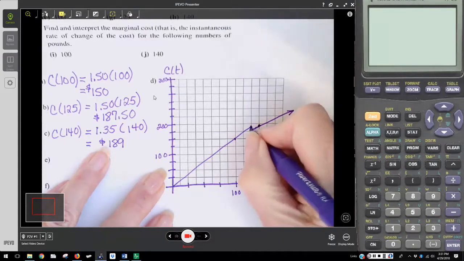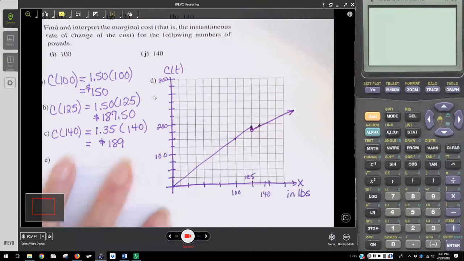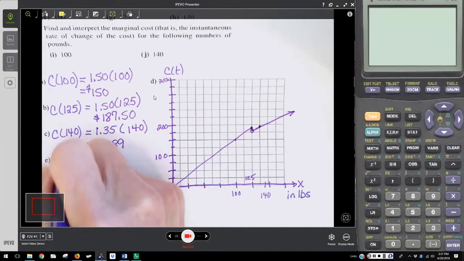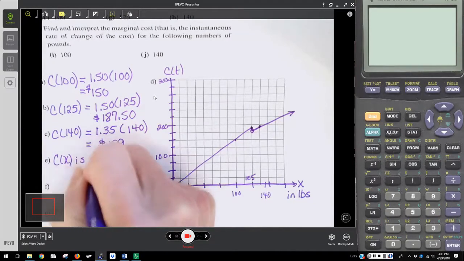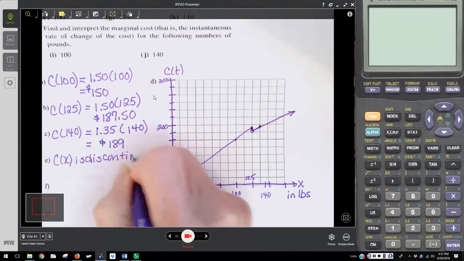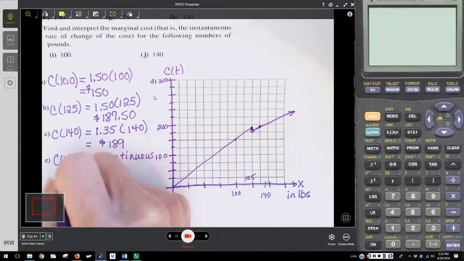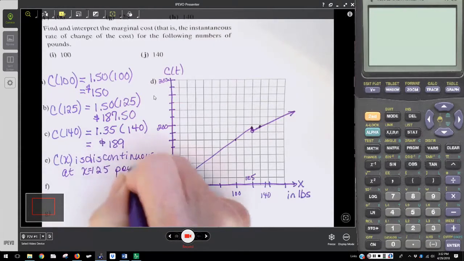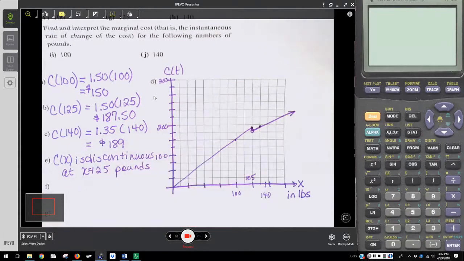And at 125, we see there is a discontinuity. So C of X is discontinuous at X equals 125 pounds, because that's where the discount takes place.